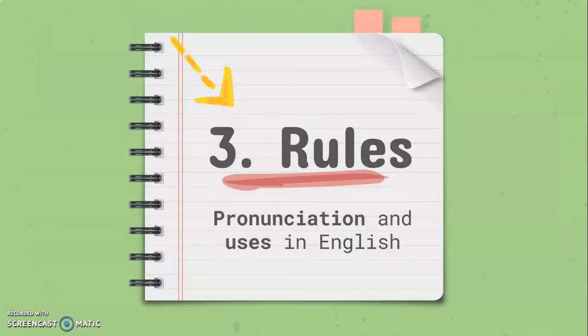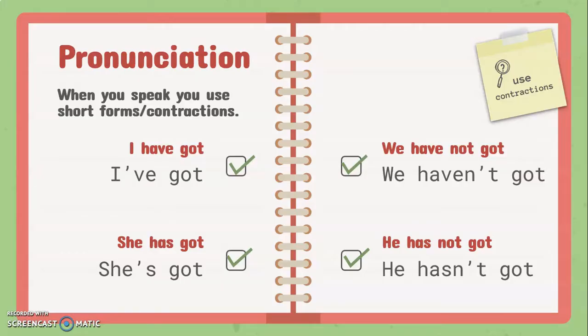Now let's come to the third session. We are going to talk about rules here. So the pronunciation and the uses in the English language. So we are going to focus on how you can use them in sentences. We are going to talk with regard to American as well as British differences that is observed. First, let's talk about pronunciation.